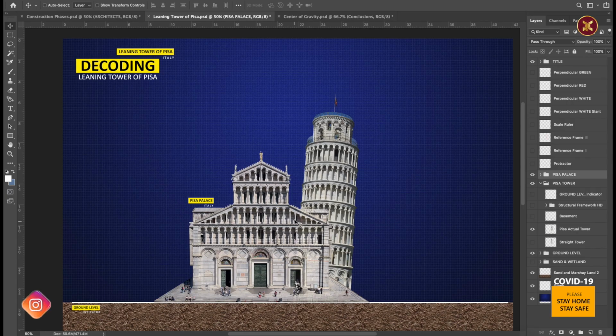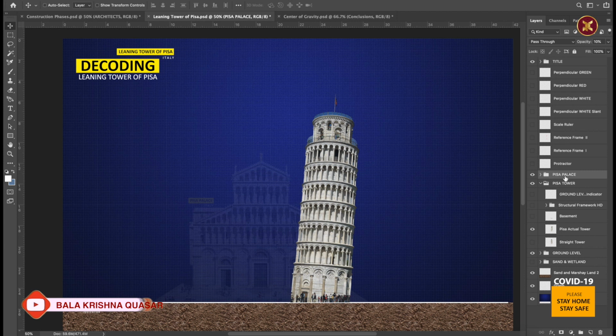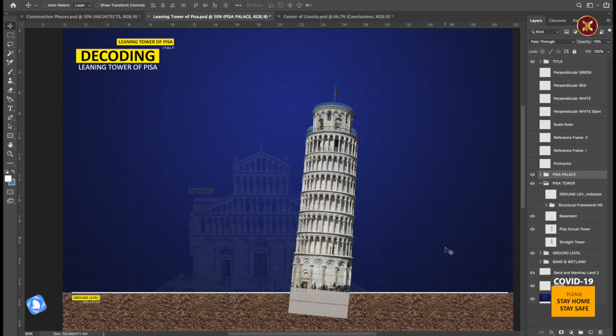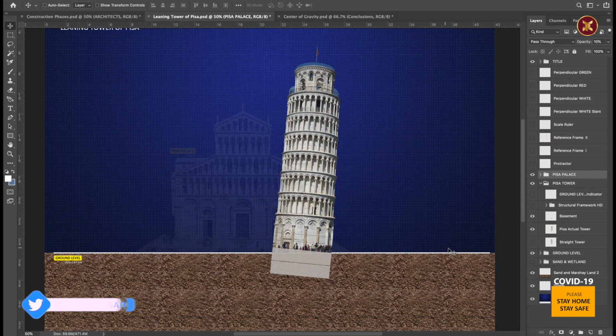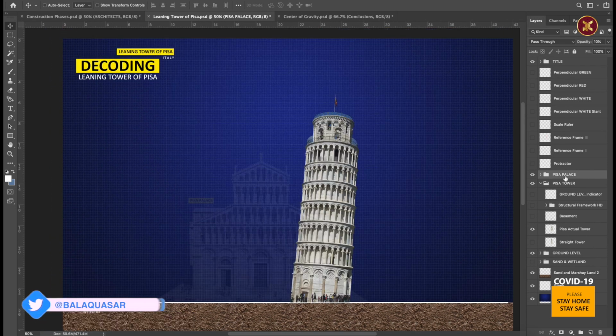This is the Leaning Tower of Pisa. You can clearly see that the tower is leaning towards the right side when viewed from straight, standing opposite to the cathedral square. Now let's get into the focus of Pisa Tower. You can see the foundation basement of the Tower of Pisa. This white line is the ground level indicator. Now let's understand why Leaning Tower of Pisa is leaning.